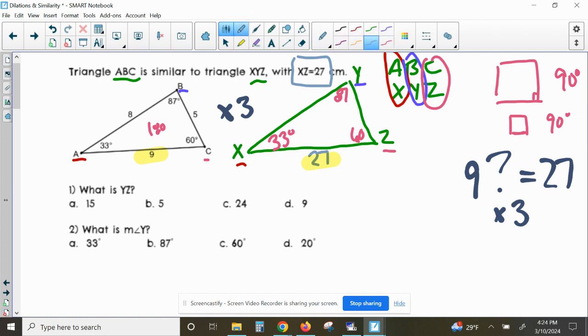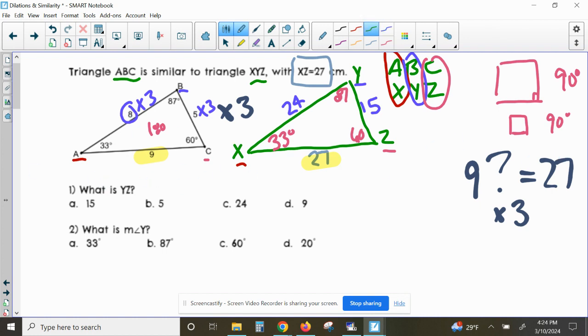So that means we're going to get 8 times 3 is 24, and 5 times 3 is 15. So it looks like we have all of our numbers that we need. So all of our angles stay the same, and all of our side lengths are multiplied or divided by the exact same thing. So 9 times 3 is 27, 5 times 3 is 15, and 8 times 3 is 24. So we have both of our triangles. And now we can go and answer our questions.